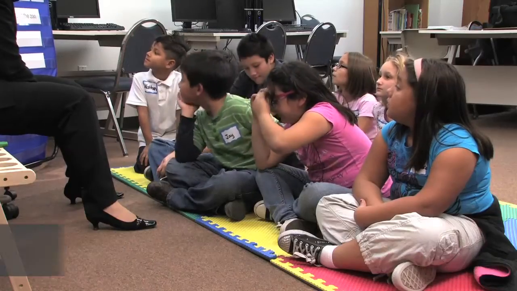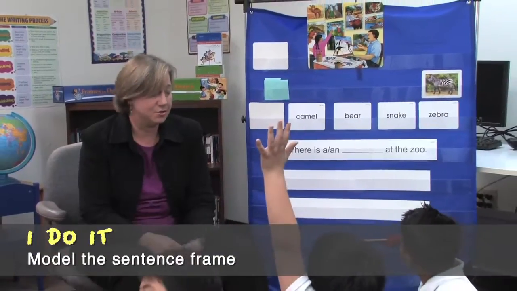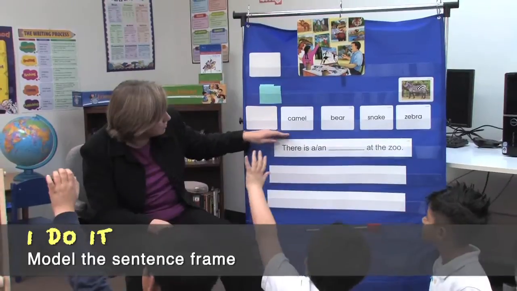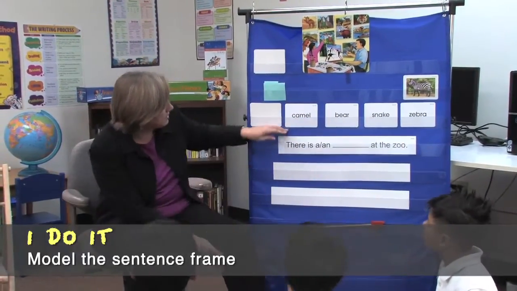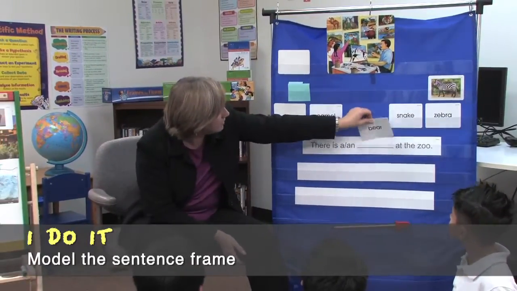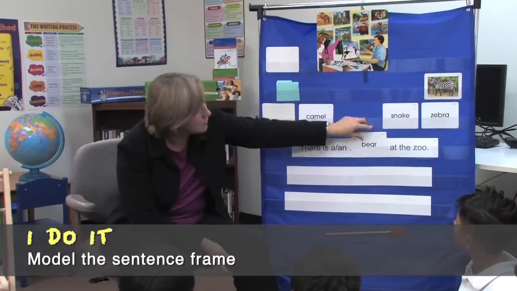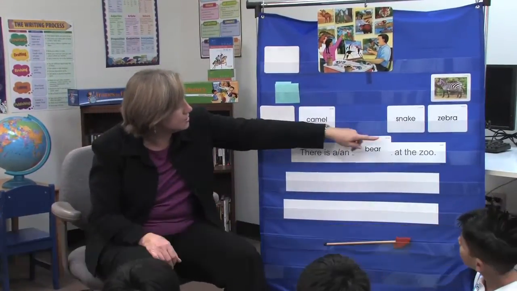What I want to talk to you about today is how we are going to say it if we want to name these animals. There's a way that we can say it, and I want you guys to practice that today. You can put your hands down. There is a bear at the zoo. Say that with me. There's a bear at the zoo. There is a bear at the zoo.